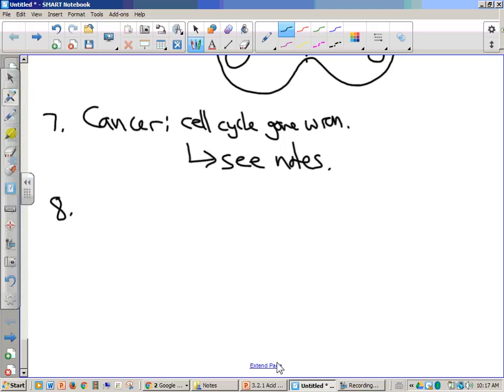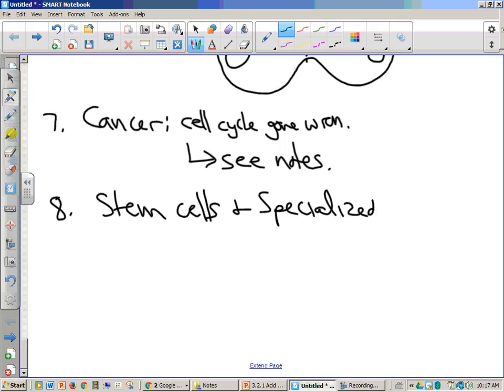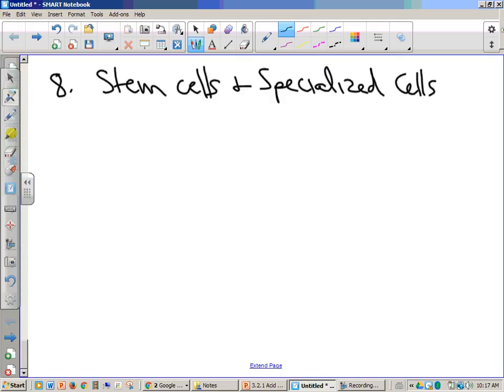Number 8, this brings us to stem cells and specialized cells, which is what we did yesterday. Brings us right to yesterday. Okay, the cancer one was on Friday. So just a tiny little bit about stem cells and specialized cells. Stem cells. The term I used was undifferentiated. It's a crazy term, but it simply means cells that don't have a job yet. All right? So they're undifferentiated cells.